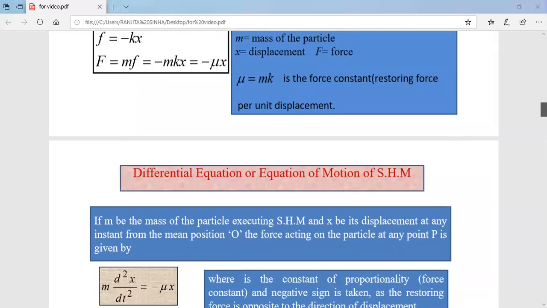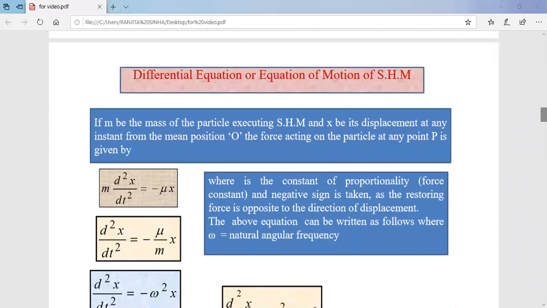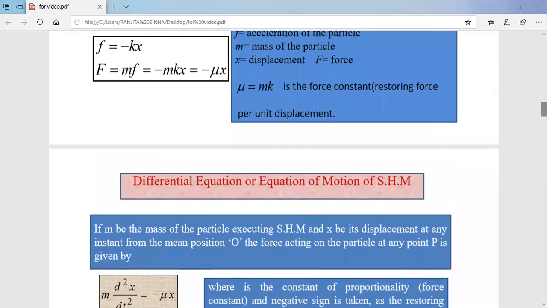Next we are going to discuss the differential equation or equation of motion of SHM. If small m is the mass of the particle and x is the displacement at an instant from the mean position, then we can write m d2x by dt square equal to minus mu x. That is F in the previous slide. It is given F equal to minus mu x. So F equal to m f, and small f equal to d2x by dt square. So m f equal to minus mu x, that is capital F equal to minus mu x. So the same equation we are using here.